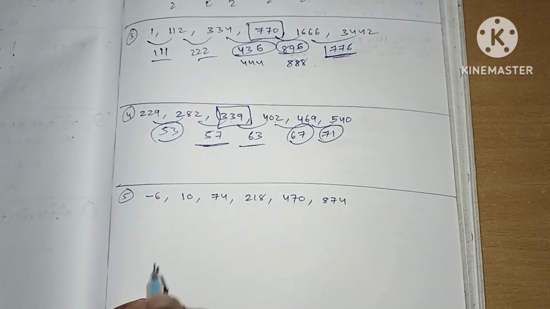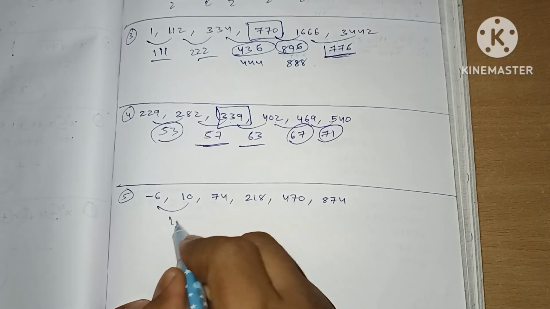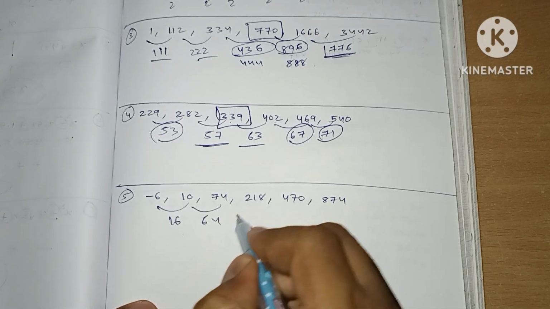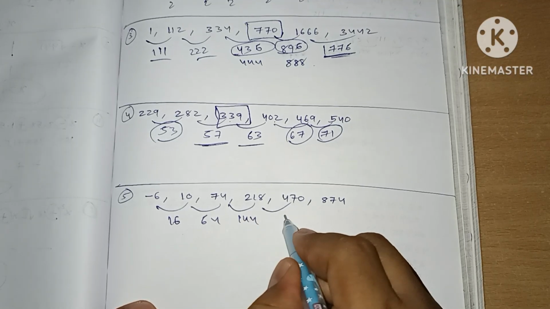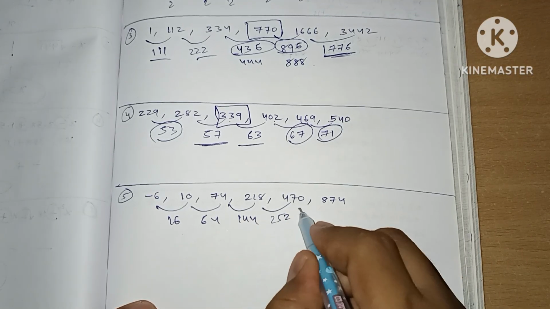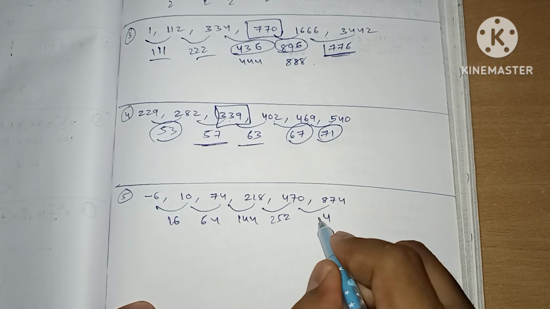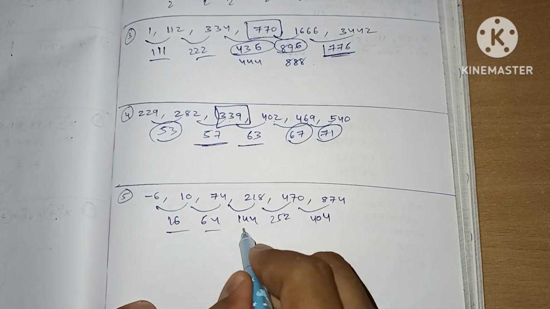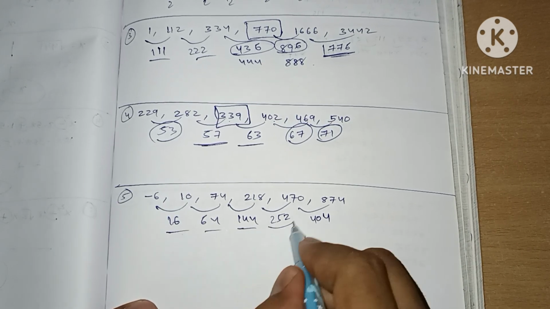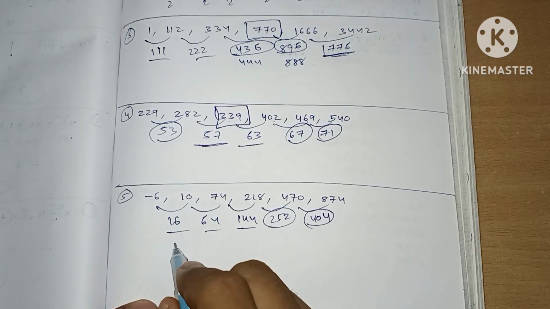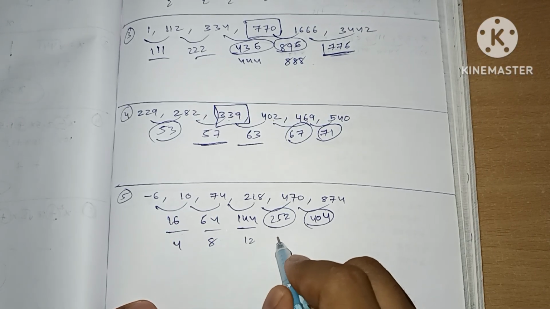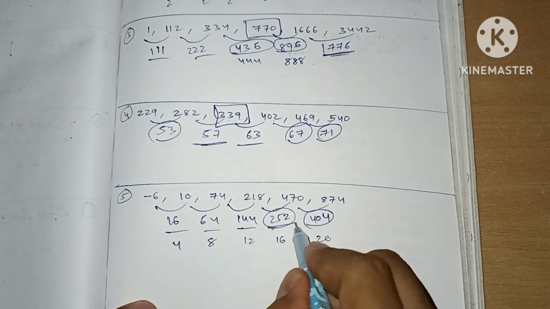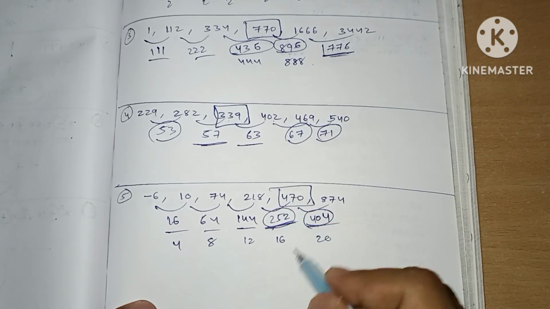Now we are going to see fifth question. Here the difference is 16. Here the difference is 64. Here the difference is 144. Here the difference is 252. Okay, here the difference is 404. These are square numbers, but these two are not square numbers. It is 4 square, 8 square, 12 square. So it must be 16 square and it must be 20 square. So these are wrong numbers. So our wrong number is this one.